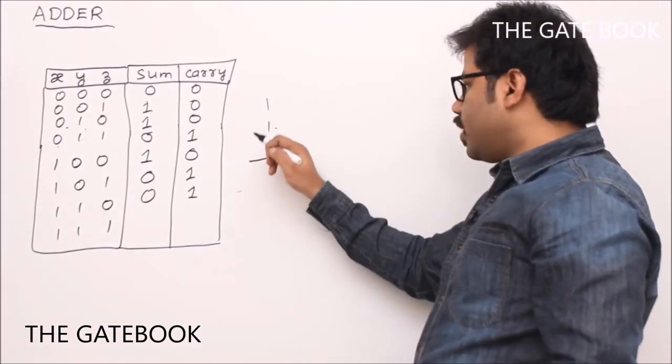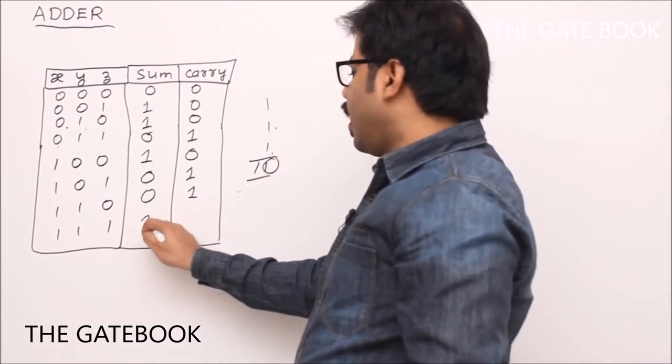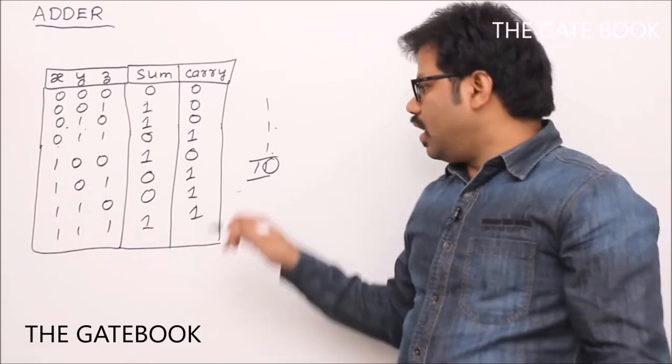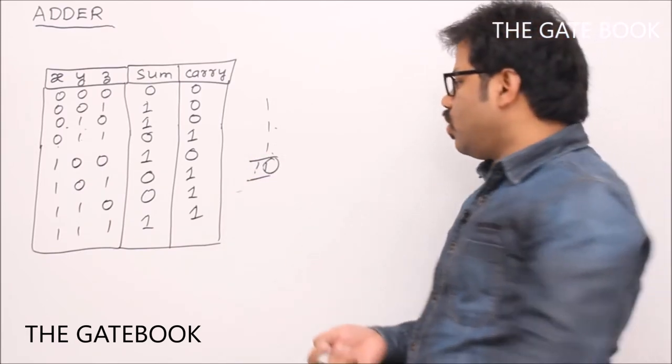When you have triple 1, 1 plus 1 is 2, plus 1 is 3. So 3 means 1 is sum and carry is 1, right? So that's why 1 plus 1 plus 1 is 3. 3 can be represented in binary as 1 1. So that 1 is called carry. That's easy to understand, correct?